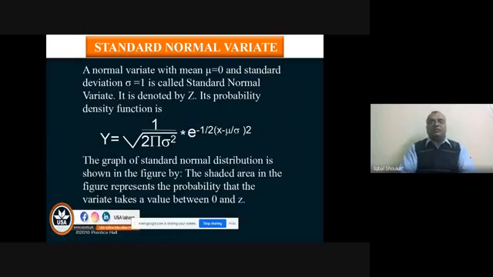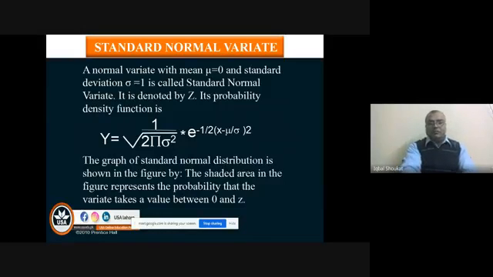Next one, regarding the standard normal variate of the normal distribution. If the values of mu and standard deviation are given, then it's okay, we'll use the same values. If the value of mean and value of standard deviation are not given, we always take the population mean to be equal to 0, and the population standard deviation to be equal to 1.